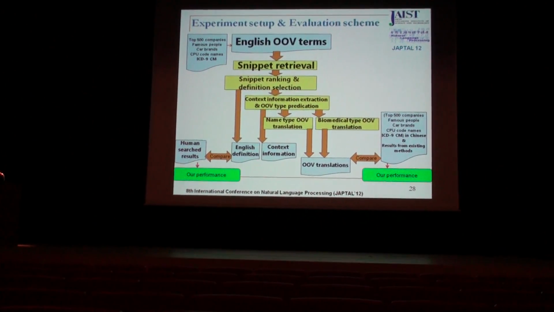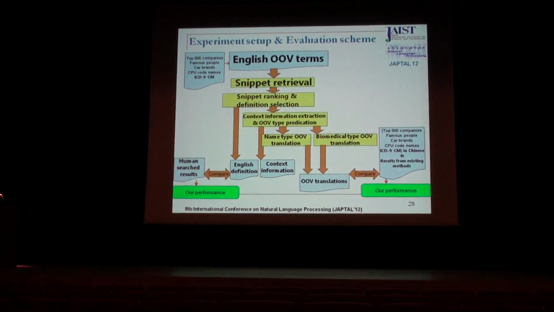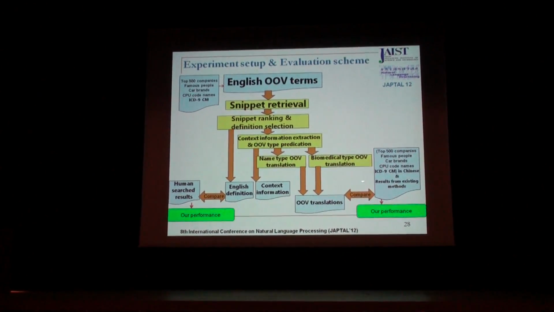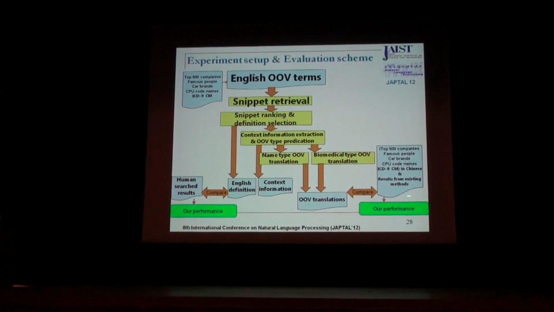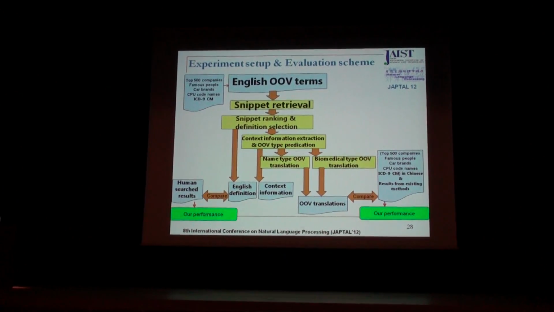For the OOV term translation, there are a lot of existing methods. So basically, first we compare with the list that is provided in the Chinese language. And then we compare with 2 different existing state-of-the-art methods. And then that is our performance for the translation.